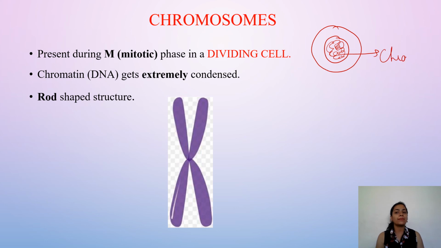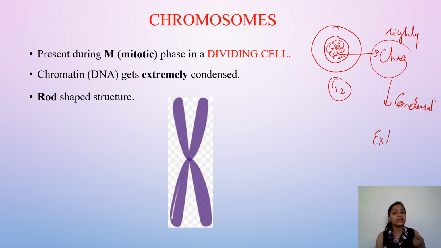After the G2 phase, the chromosomes have to get segregated. The DNA replication has also taken place in the S phase of the cell cycle. Now the chromosomes have to segregate. So for that, the chromatin undergoes condensation, and from a highly condensed state of the DNA, it enters into the extremely condensed state that we saw in the diagram, and that results in the formation of chromosomes.